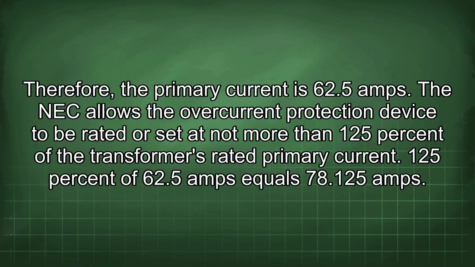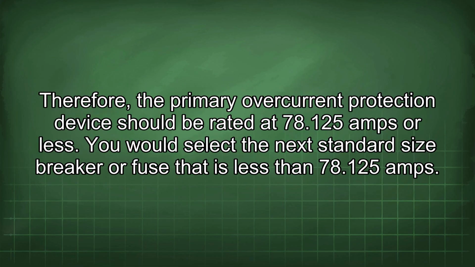The NEC allows the overcurrent protection device to be rated or set at not more than 125% of the transformer's rated primary current. 125% of 62.5 amps equals 78.125 amps. Therefore, the primary overcurrent protection device should be rated at 78.125 amps or less.